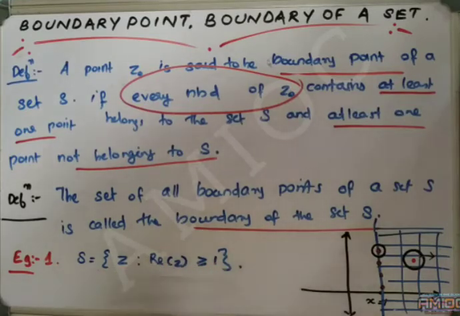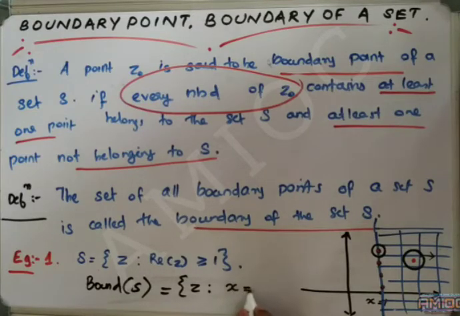That means the boundary of S is equal to the set of all z satisfying x is equal to 1. The set is z equal to x plus iy satisfying the property x is equal to 1. That means the boundary points are the points on the line x is equal to 1. That means the real part is equal to 1. Imaginary part may be any number.